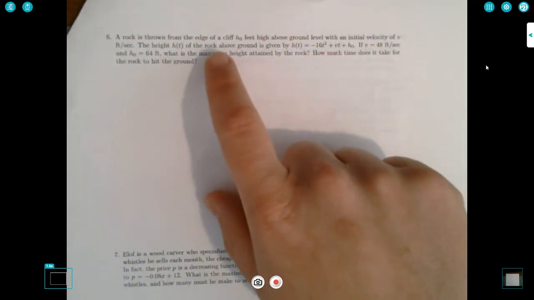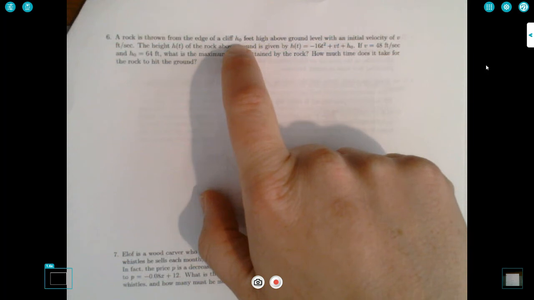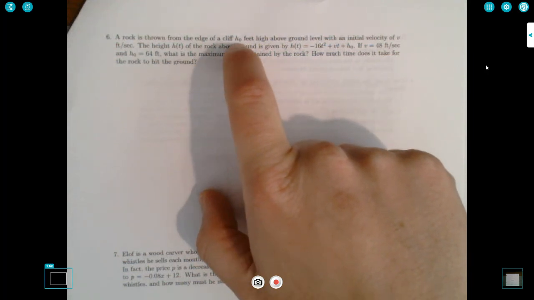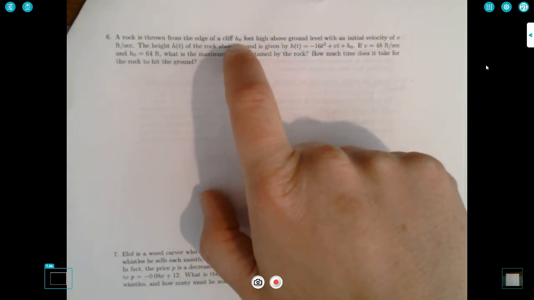Oh, so I've got 2 more examples to show you. We're almost done with the section. This one says, a rock is thrown from the edge of a cliff h naught feet high. We read that symbol h null or h0 or h naught. I just called it h naught. Anyway, a rock is thrown from the edge of a cliff h naught feet high above ground level with an initial velocity of v feet per second.